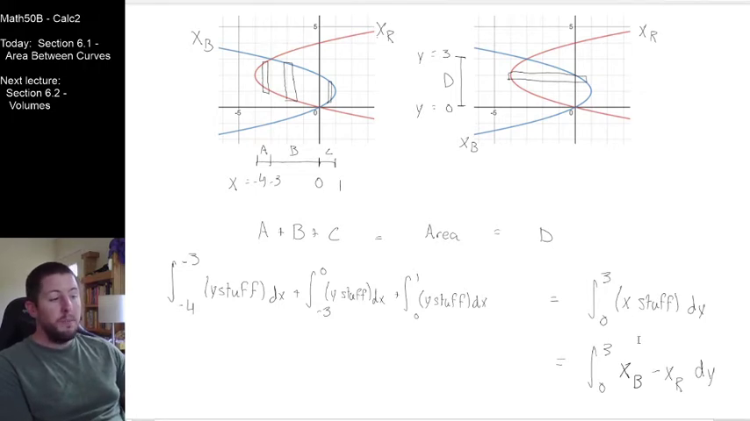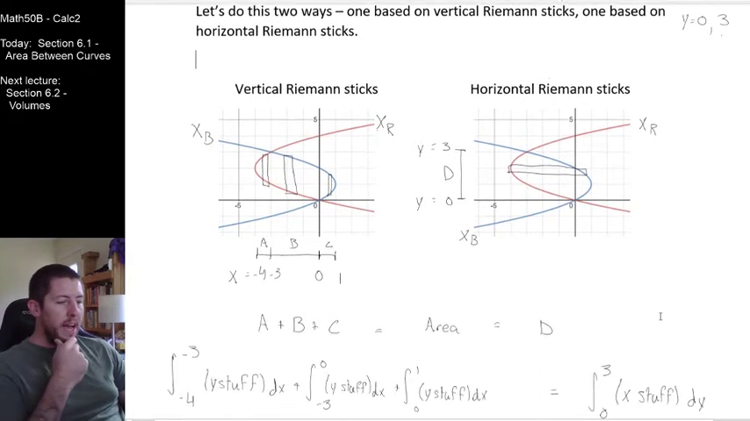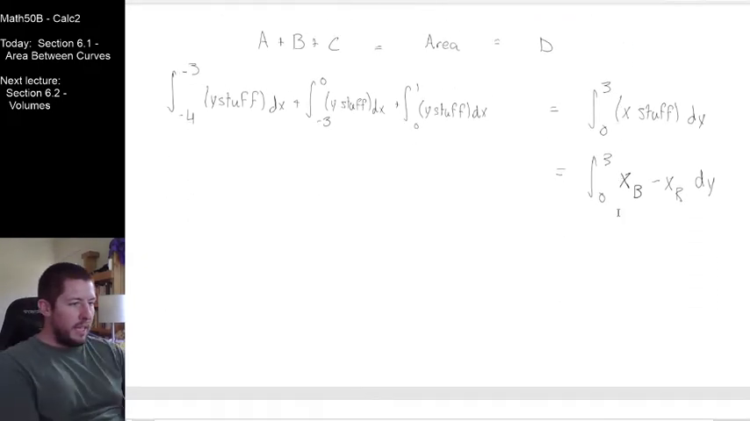Excuse me, that is my description of the x values right here. It's x sub b minus x sub r. The good news for us is that we have equations for these things in terms of y so that we can actually perform this integration. So let's go ahead and do this one here since, again, this is the slightly easier one right here.